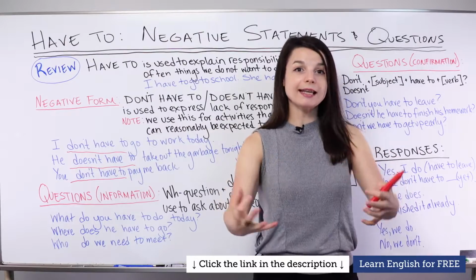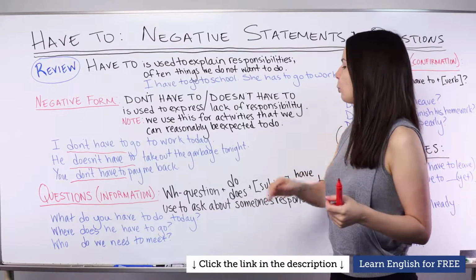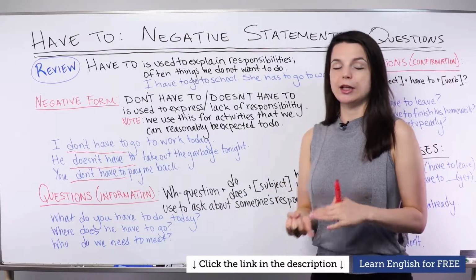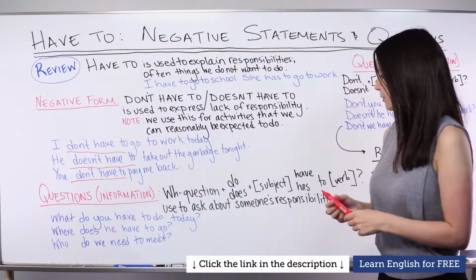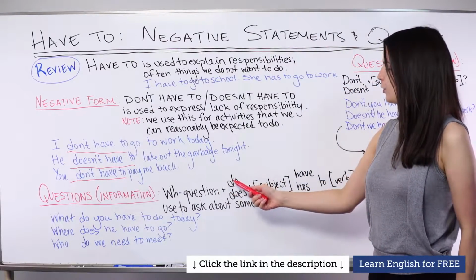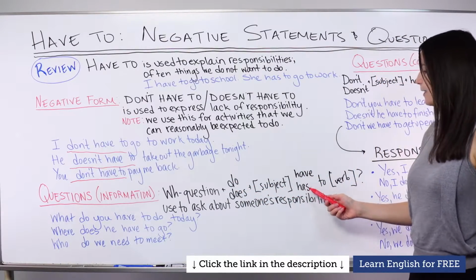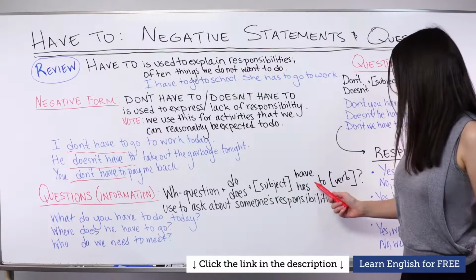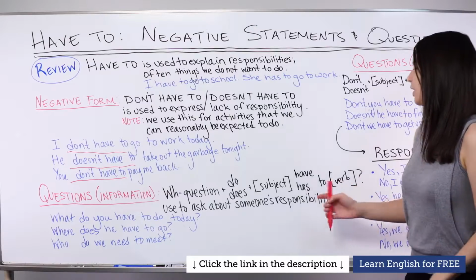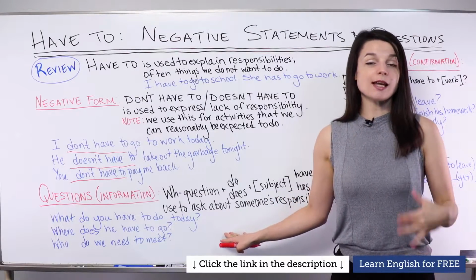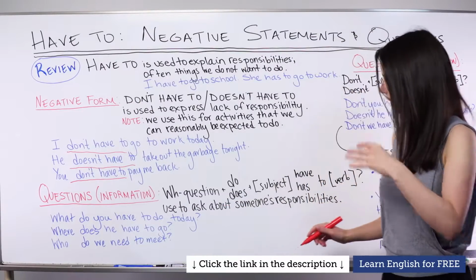So you're looking to get some kind of information. By this, I mean we use a WH question, like who, what, where, when, why, or how, to begin our question. We follow that with do or does, your subject, have or has, depending on your subject, and to plus some verb or verb phrase. So we use this kind of question to ask about someone's responsibilities. Let's look at some examples.